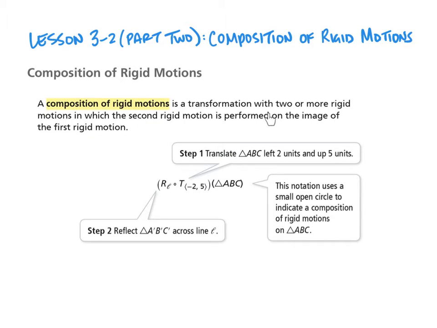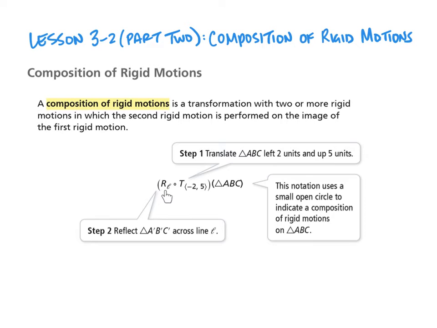It's where we perform two or more rigid motions, where the second rigid motion is performed on the image of the first. So as an example here, we have a description of what we would call a composition of rigid motions. We're taking triangle ABC and we're doing two things to it. Now, if you look at the way this is notated, we see the R and we see the T. The R stands for a reflection and the T stands for a translation.